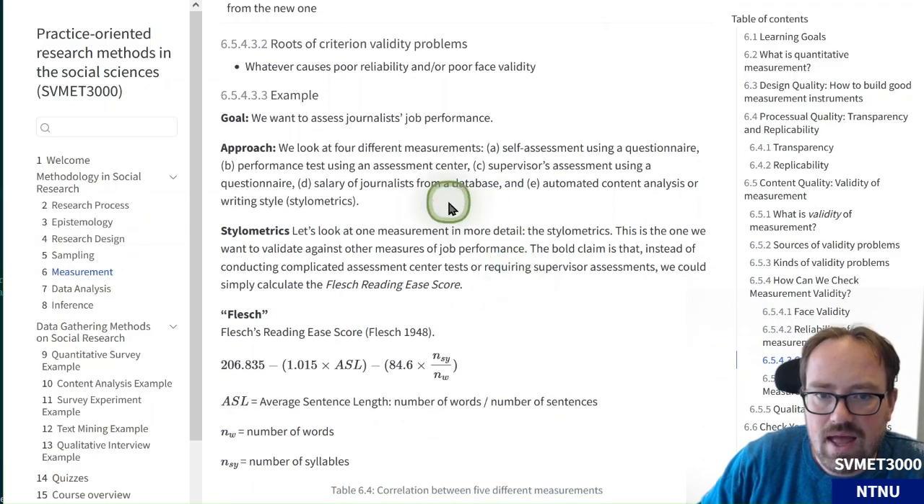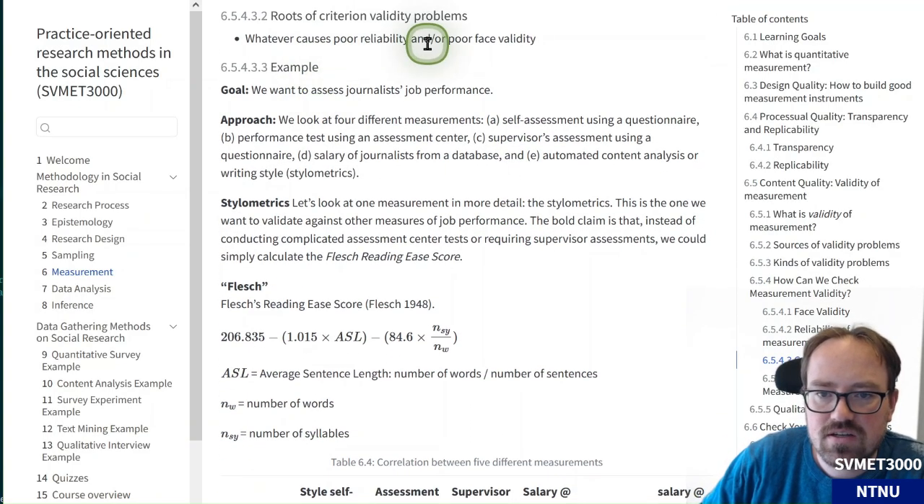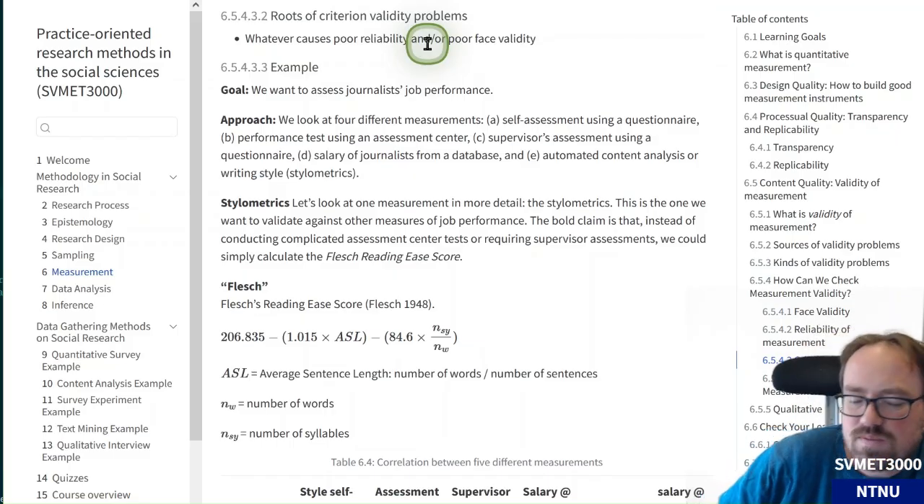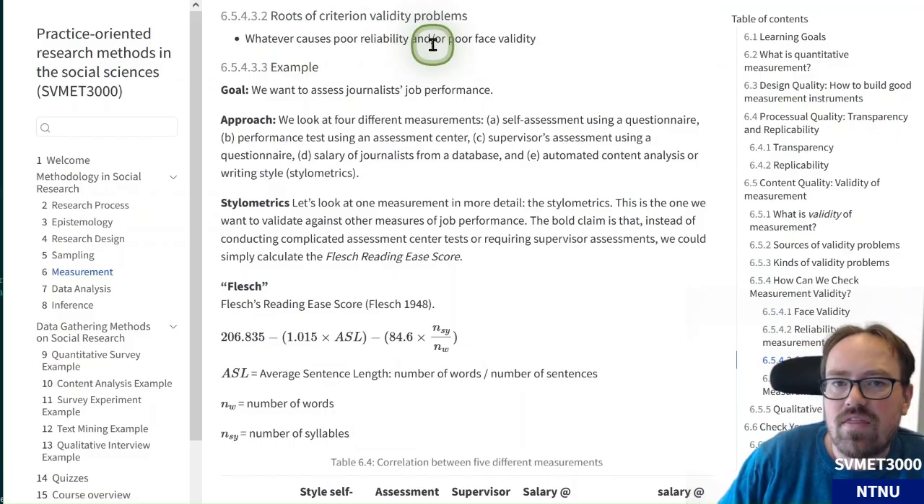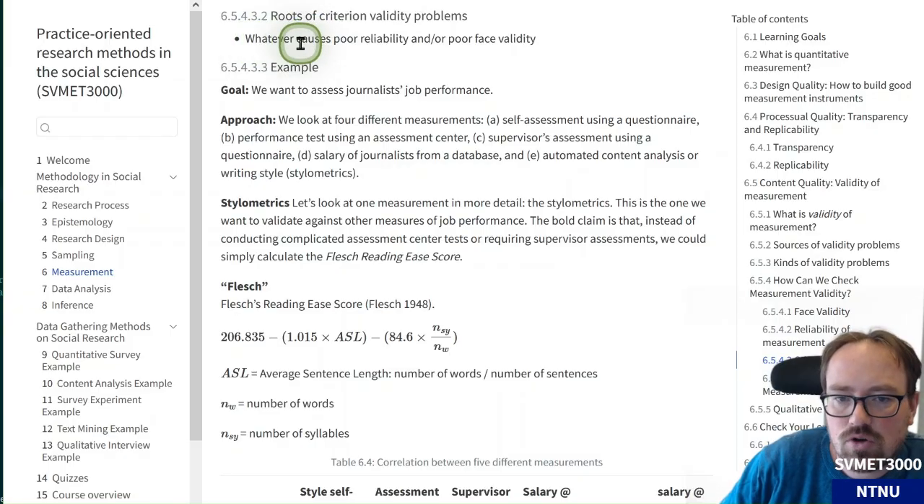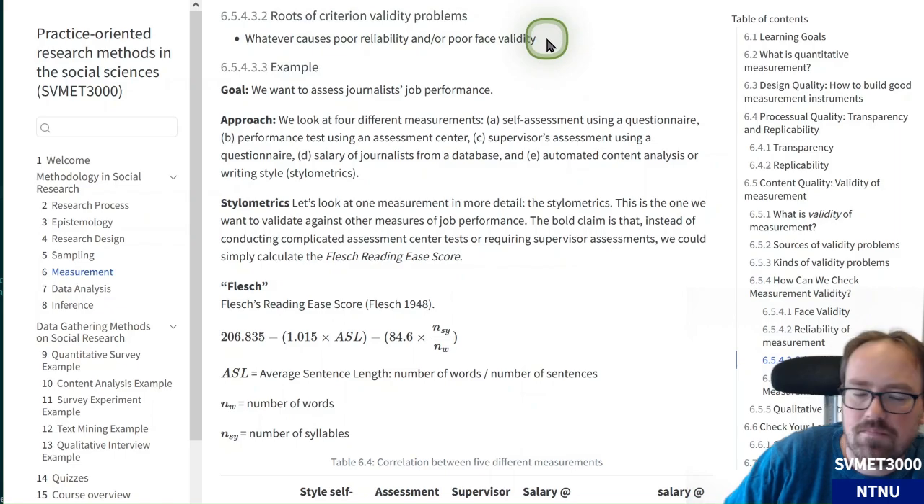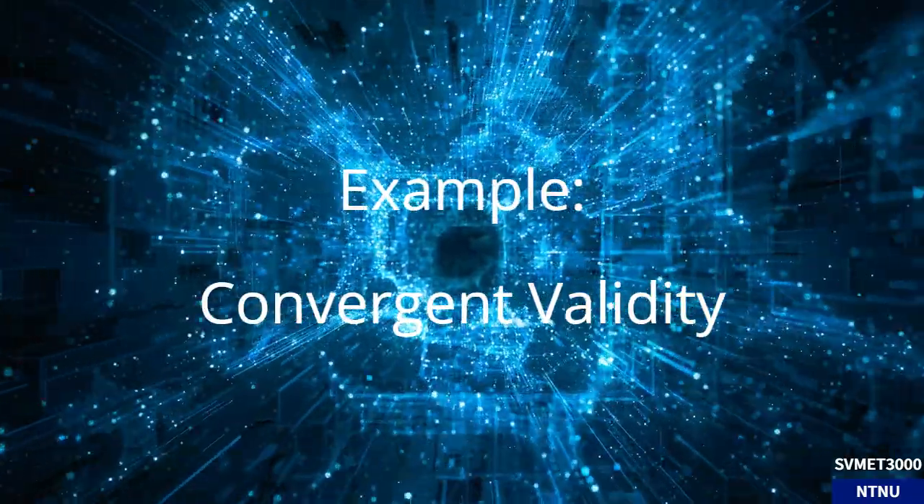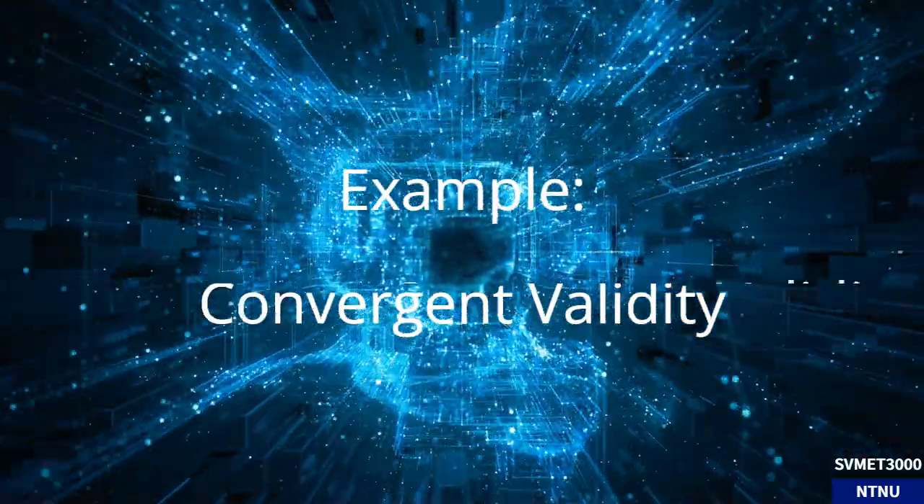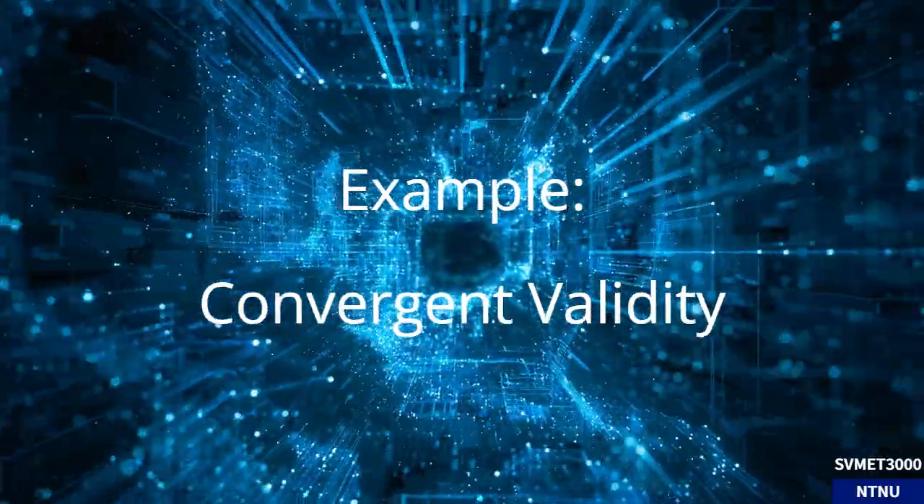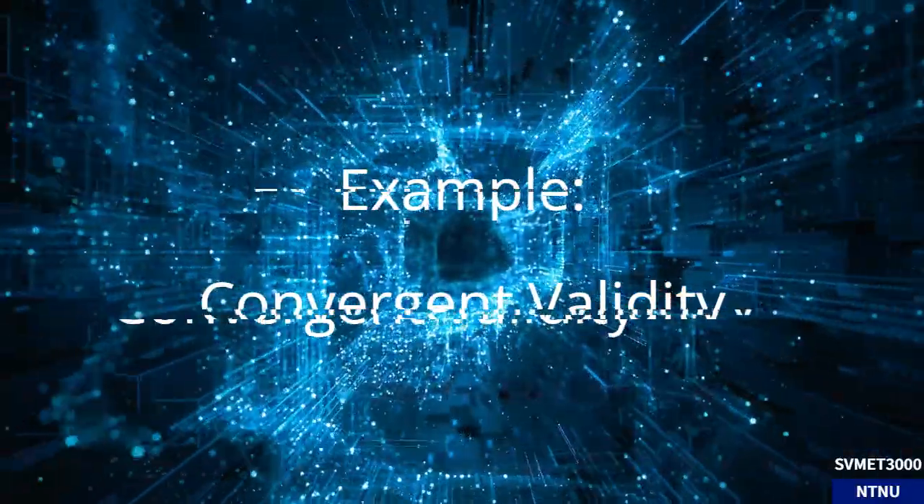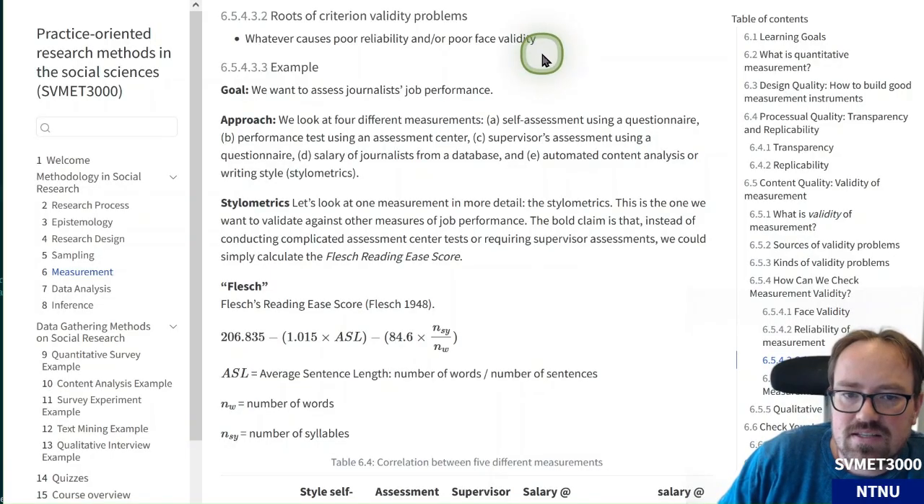Good. And the roots of criterion validity problems, there's no specific thing about them. They are just the same things that can cause poor reliability or poor face validity. Let's look at an example.